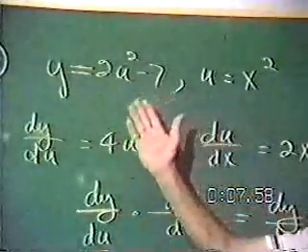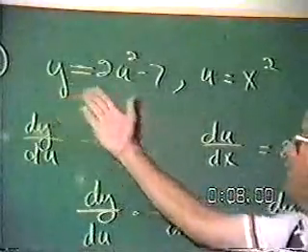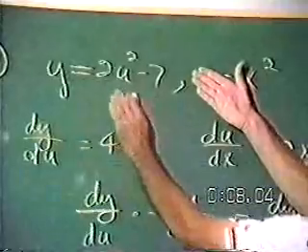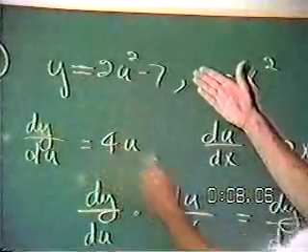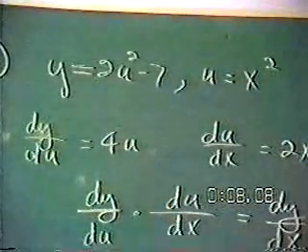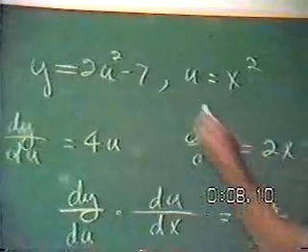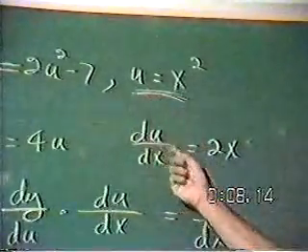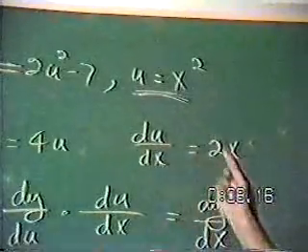So what I will do is this. I will come over here and work this problem as an individual problem. This would then be the derivative of y with respect to u, which is 4u. Then I will come over and do this problem. The derivative of u with respect to x is 2x.